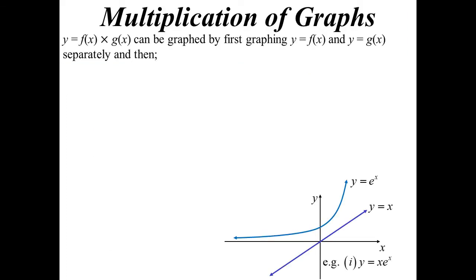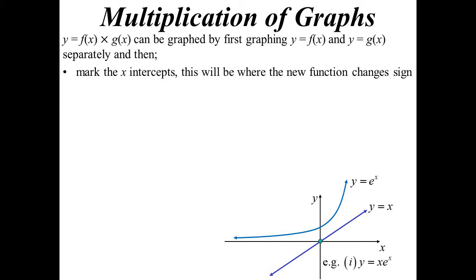If I want to multiply two functions together, similar idea. I'll draw the two construction graphs first of all, so f of x and g of x. And then I'm going to draw in here x e to the power of x. So y equals x and y equals e to the power of x. So there's y equals x and there's my exponential e to the power of x.